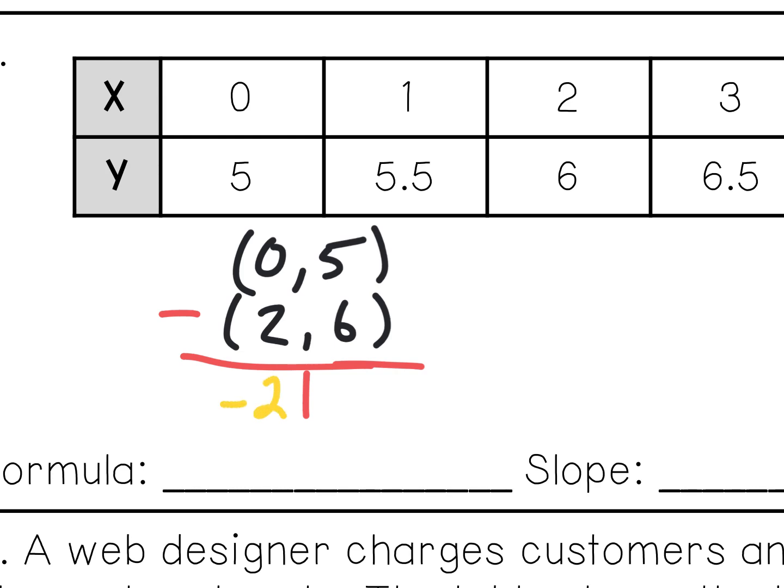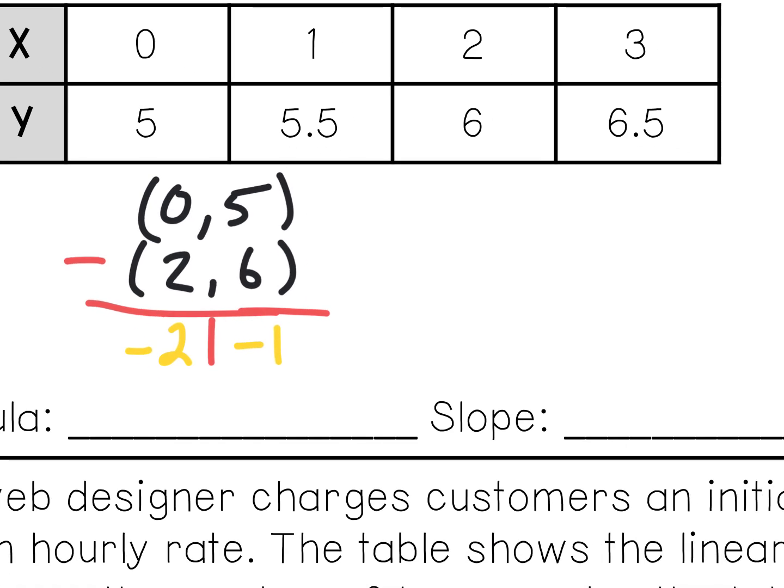5 minus 6 is negative 1. So I have m equals negative 1 over negative 2, because they're both negative, which means it's positive.